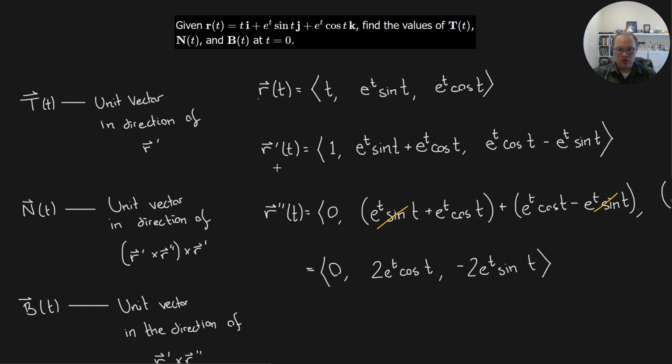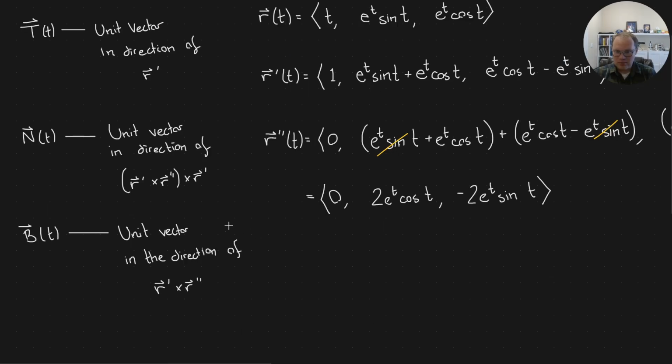Now that I've taken the derivatives, I don't really need the variables anymore. I could just plug the t equals 0 in. For everywhere else I'm going to be using them, I just want r prime and r double prime at t equals 0. So let's plug in t equals 0 for r prime right here.